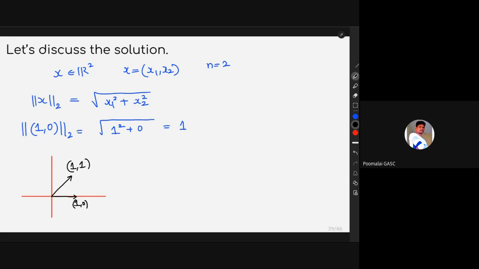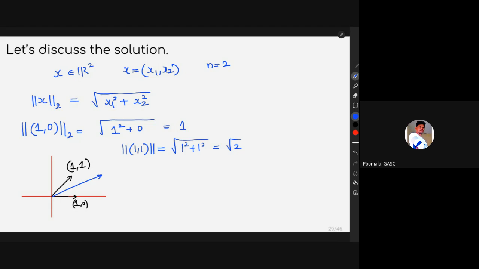If you want to find the length of this vector, you can use this norm. For 1 comma 1, it is going to be 1 square plus 1 square, so the square root of 2. This norm you are already familiar with. You have seen it used to find the distance between any two points as well. In particular, you can think of this as the distance of any point in R2 from the origin, or the length of the vector.